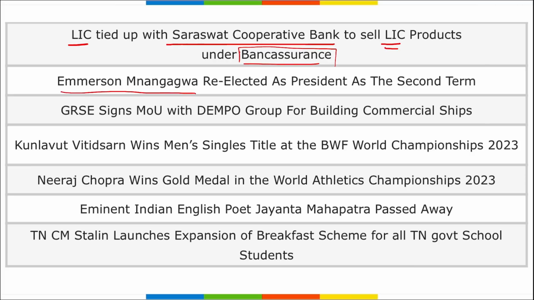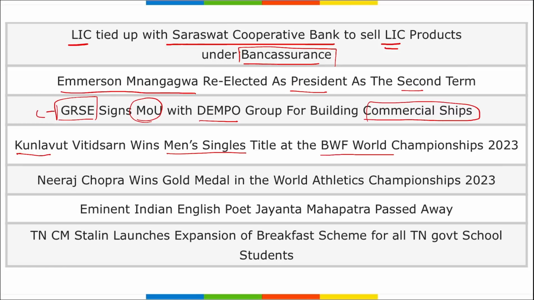Emmerson Mnangagwa has been re-elected as the president for the second term of Zimbabwe. Then GRSE signed an MOU with Tempo Group for building commercial ships, and this is the first time they will be building commercial ships. Then Kunlavut has won the men's singles title at the BWF World Championship 2023, and An Se Young of South Korea won the women's singles title.